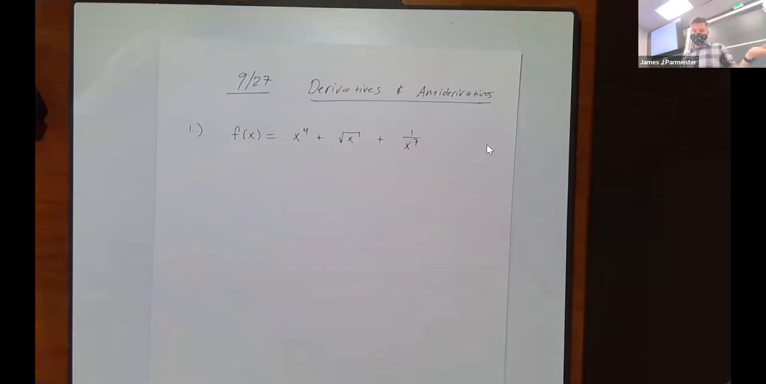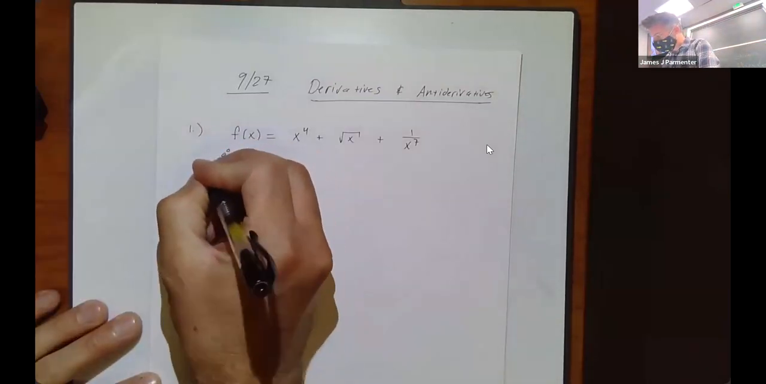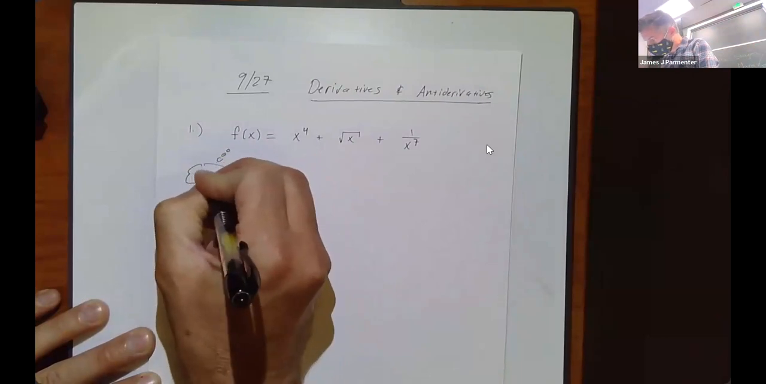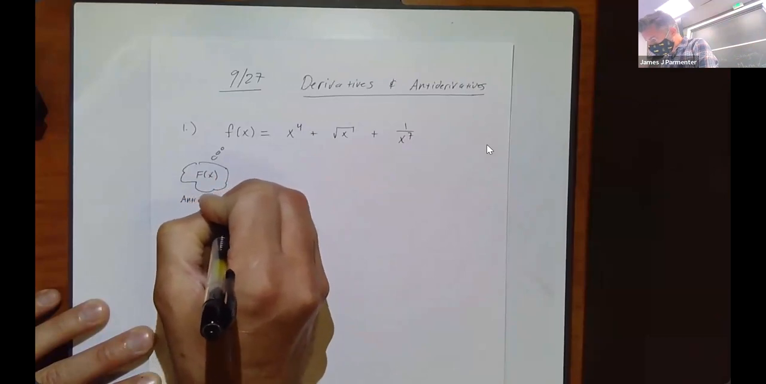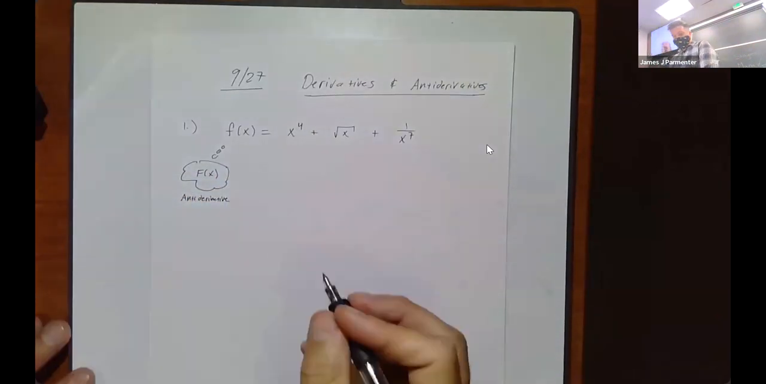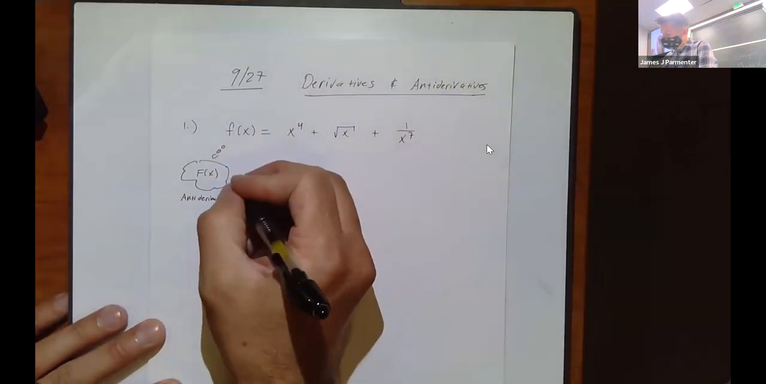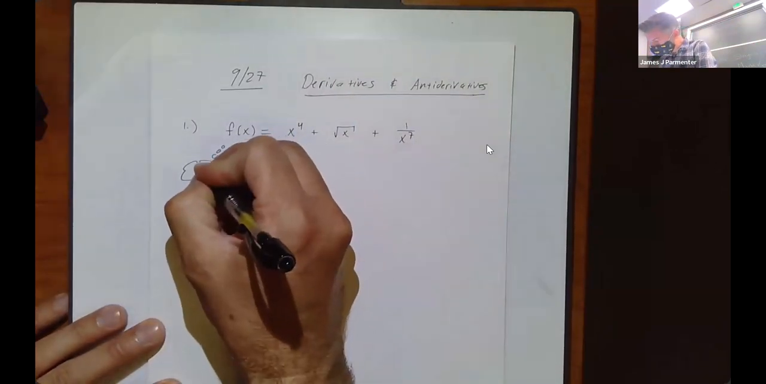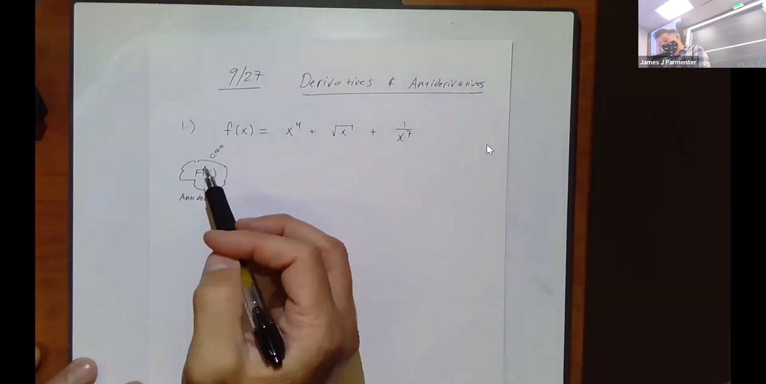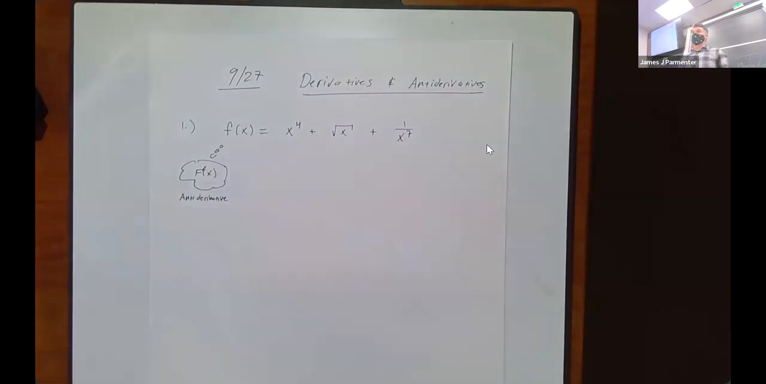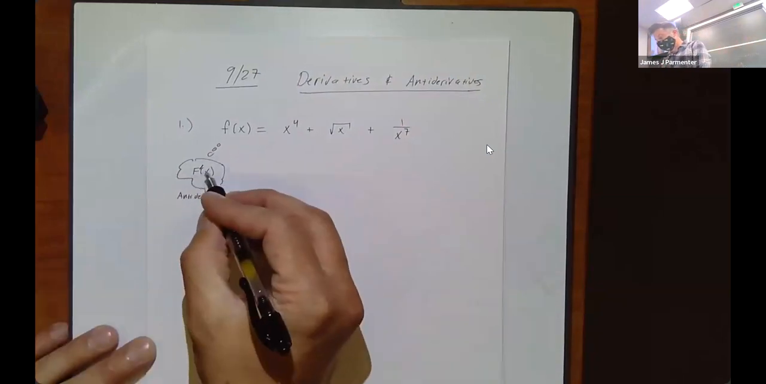So we want to find the antiderivative. We're thinking the antiderivative looks like capital F of x. What I'm really thinking here is that capital F prime of x is this little function f of x. So the derivative of capital F is little f, and we're going to find capital F of x, which is the antiderivative of little f of x. I know, it's kind of dumb, right? So capital F prime is f of x.